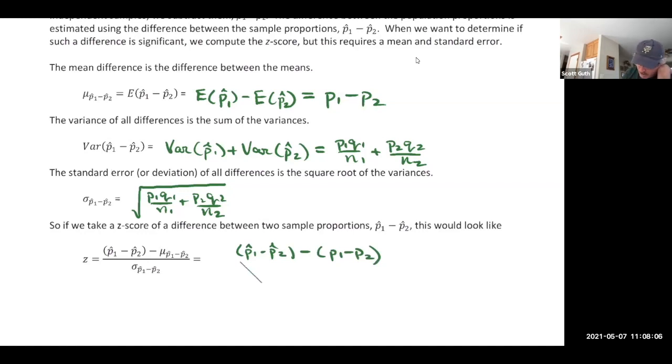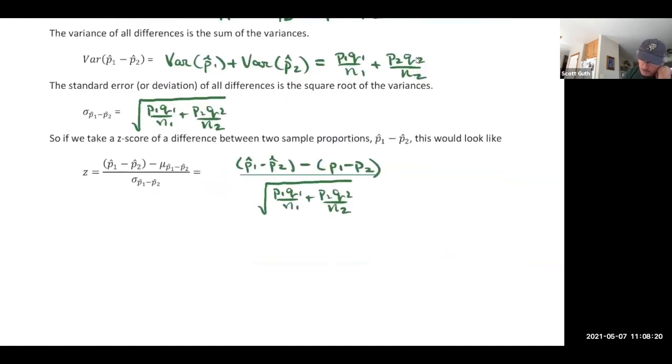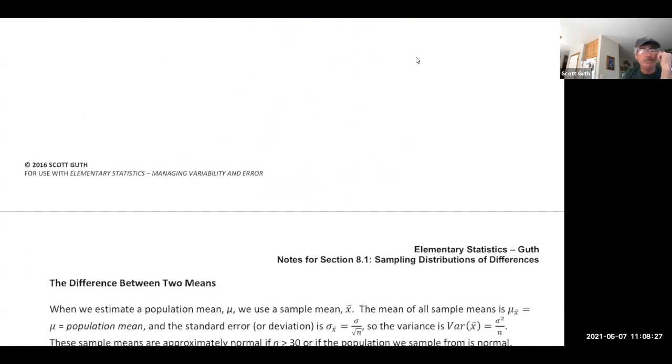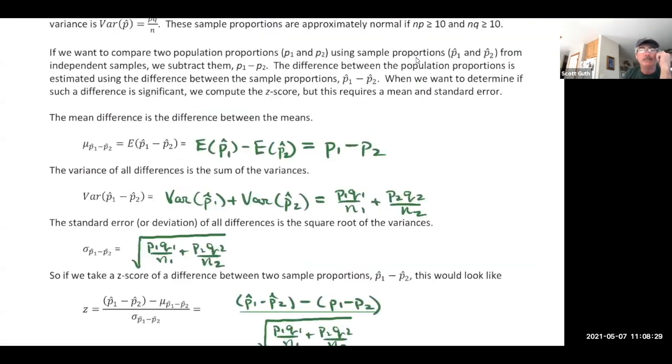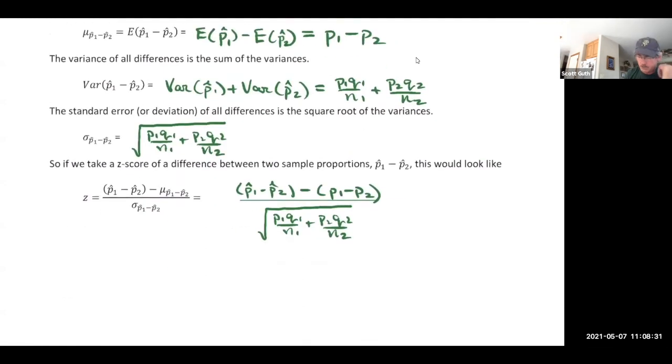Over the standard error, which we just figured out, it's the square root of this mess here, which I'm just going to copy and paste. Like that. So that's how you're going to take a z-score of a difference between two sample proportions. And I need the normality criteria. So this will be normal.